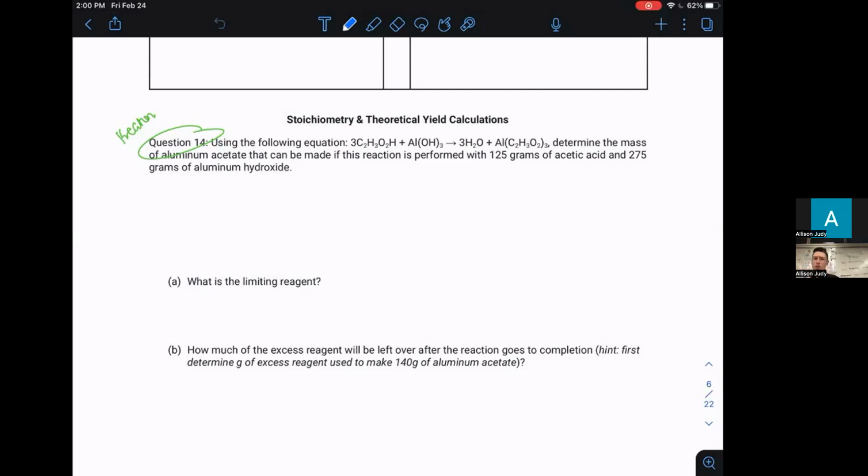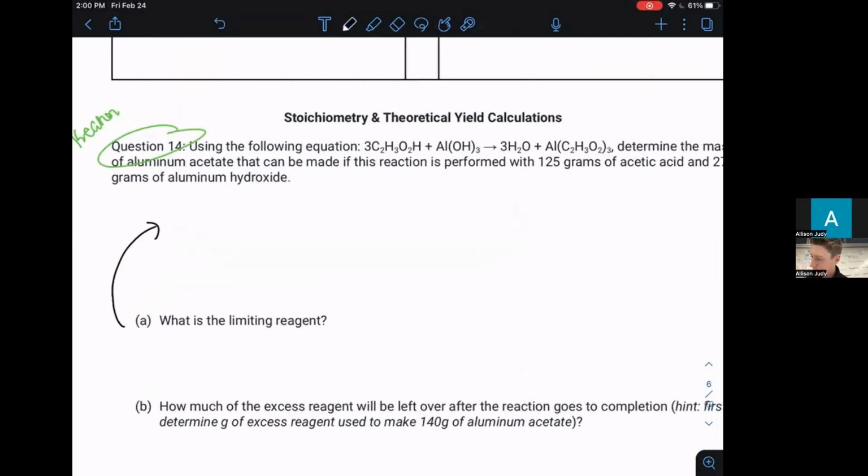So this is very similar to the other one. This part A is actually up here. This is the first part of the problem, determining the limiting reactant. So we'll start with our 125 grams of acetic acid.